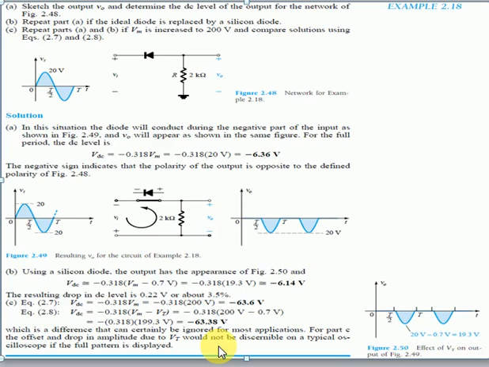This all relates to your practical. So in that case you will observe this. So this was all about the half wave rectifier.